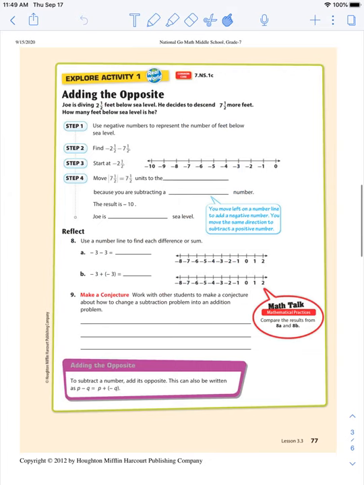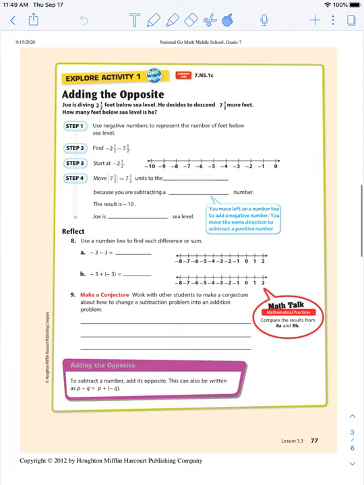Joe is diving 2.5 feet below sea level. He decides to descend 7.5 more feet. How many feet below sea level is he? Okay, so he starts 2.5 feet below. We're going to represent that with a negative since he's below sea level. Then he descends 7.5 more feet.